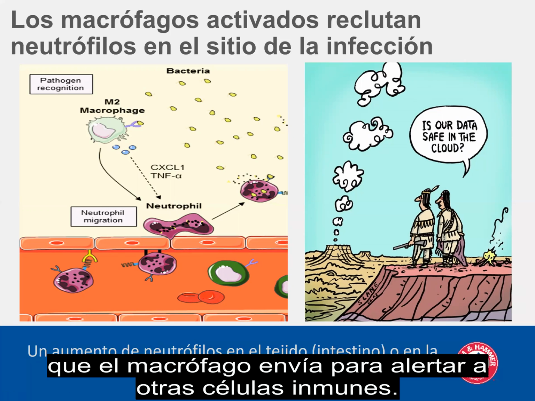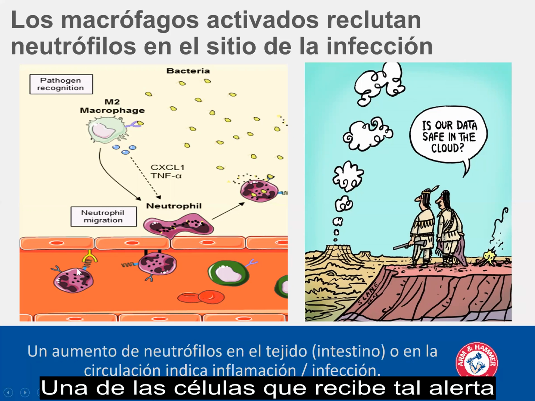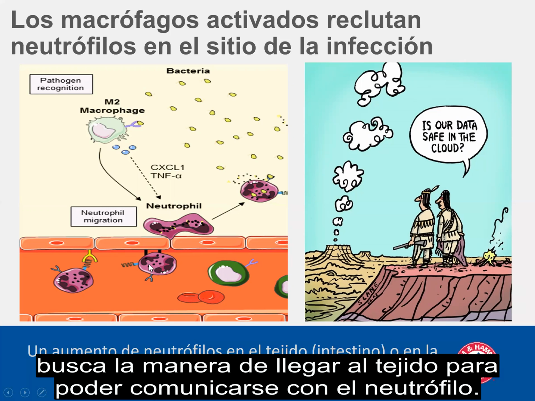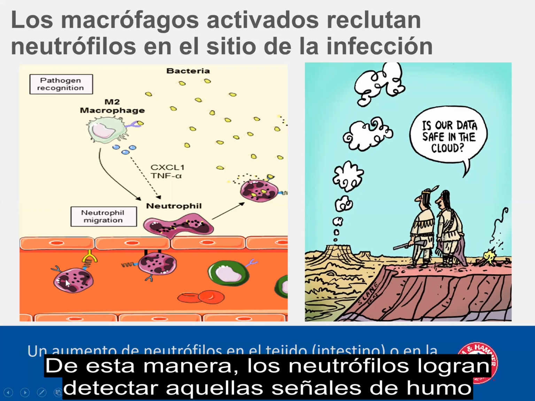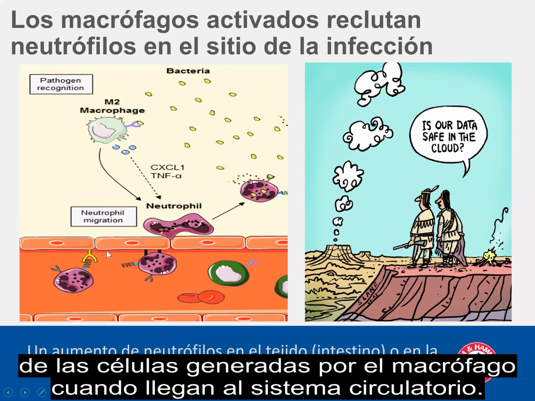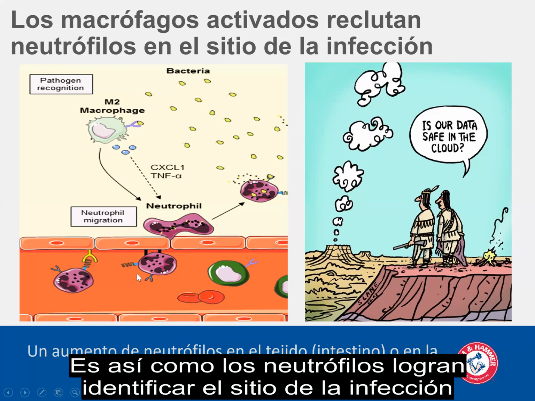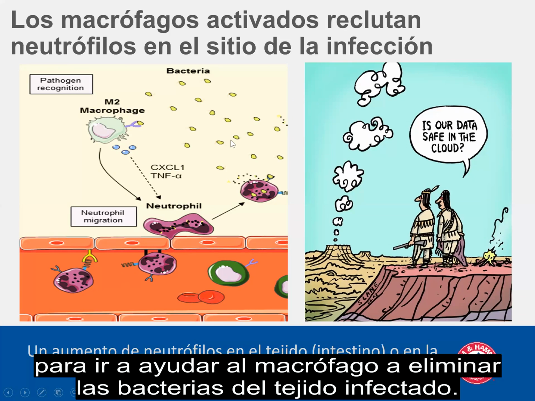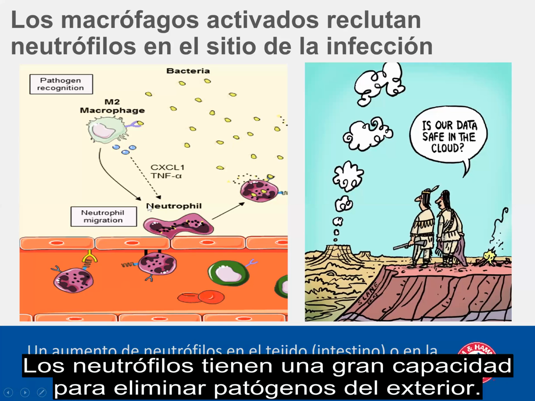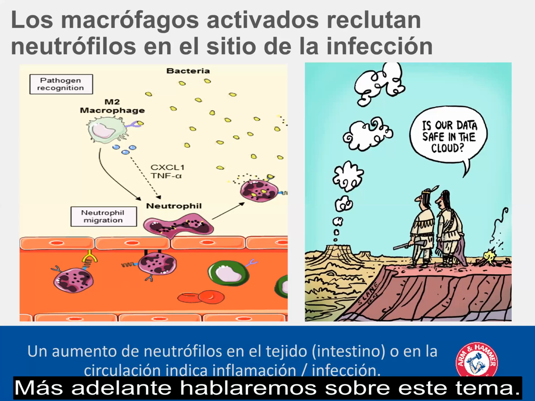And you can think of these cytokines as essentially smoke signals that the macrophage sends out that communicates with other immune cells. And one of the cells that it communicates with, and kind of leaves a trail for how to get to the tissue, is this neutrophil. So the neutrophil detects those smoke signals, those communication molecules produced by the macrophage, while it's in the blood system. And it starts to say, okay, I know where the infection is. It climbs out of the blood vessel, and then it goes into the tissue to help that macrophage eliminate the bacteria. And neutrophils really have a lot of capability for eliminating foreign pathogens, and we'll talk about that in a little bit more detail as well.